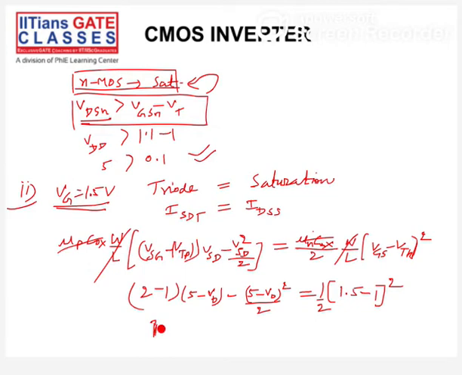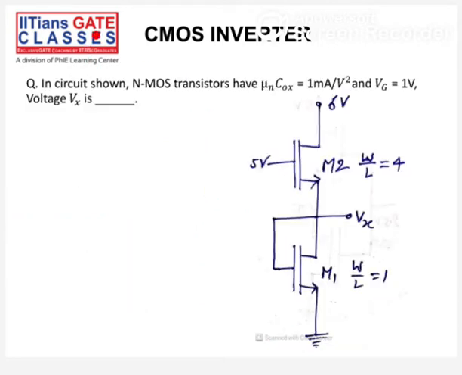This is 1 by 2 into (5 minus V output) minus (5 minus V output) whole square divided by 2. That is equal to 1 by 2 into 0.5 square. So here we can multiply.